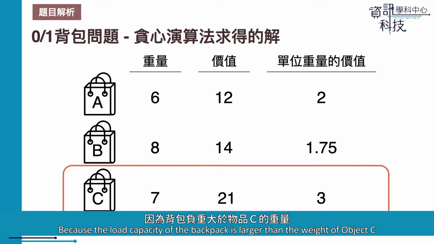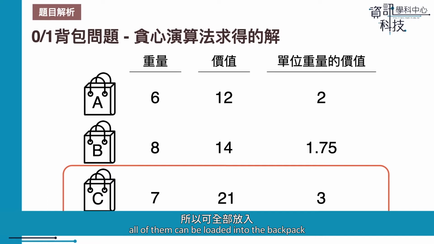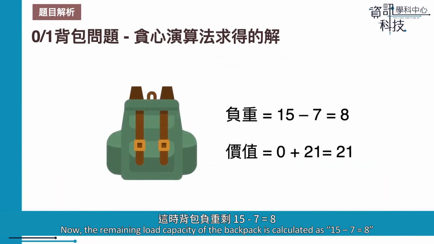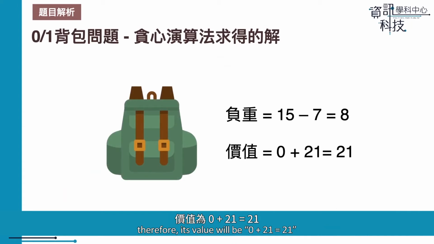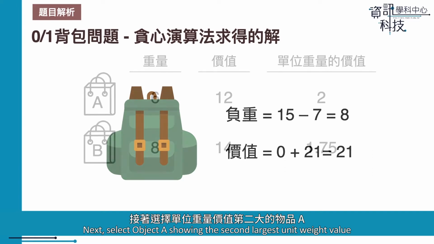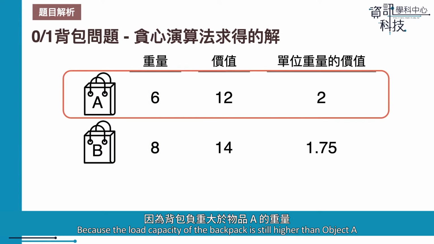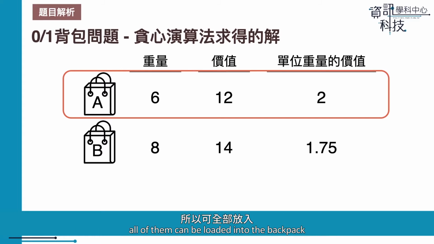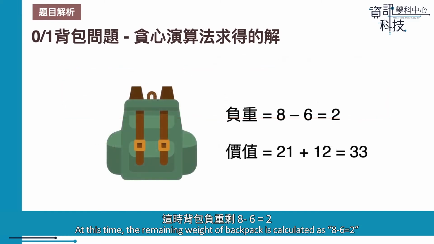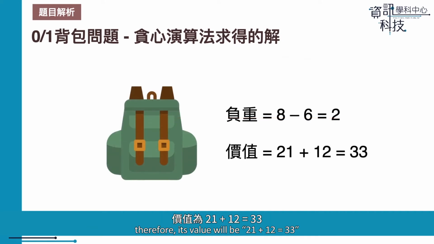Because the load capacity of the backpack is larger than the weight of Object C, all of them can be loaded into the backpack. Now, the remaining load capacity of the backpack is calculated as 15 minus 7 equals 8. Therefore, its value will be 0 plus 21 equals 21. Next, select Object A showing the second largest unit weight value. Because the load capacity of the backpack is still higher than Object A, all of them can be loaded into the backpack. At this time, the remaining weight of the backpack is calculated as 8 minus 6 equals 2. Therefore, its value will be 21 plus 12 equals 33.